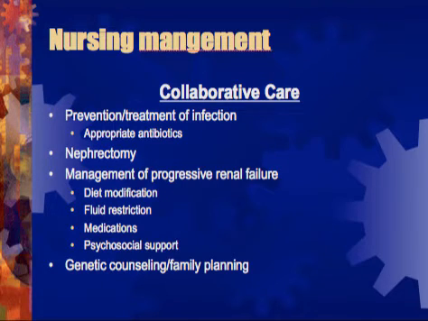Nursing management, collaborative care, prevention and treatment of infection. Remember, those cysts are kind of blocking and obstructing, and cystic tissue is not functioning tissue. So if they're experiencing an infection, they need to have antibiotics. Nephrectomy: if one kidney continues to get infected with UTIs and such, they may remove it.